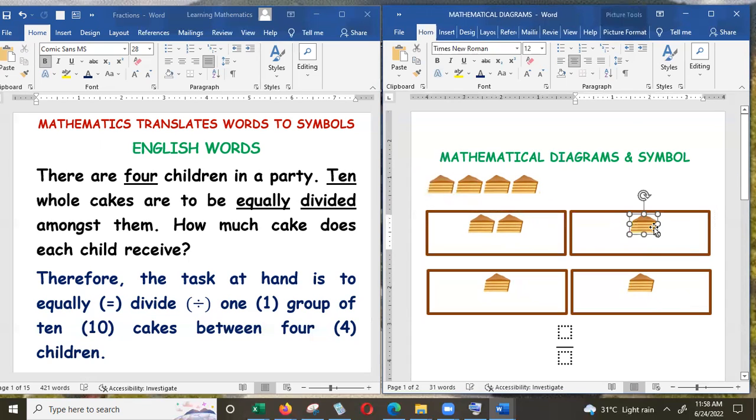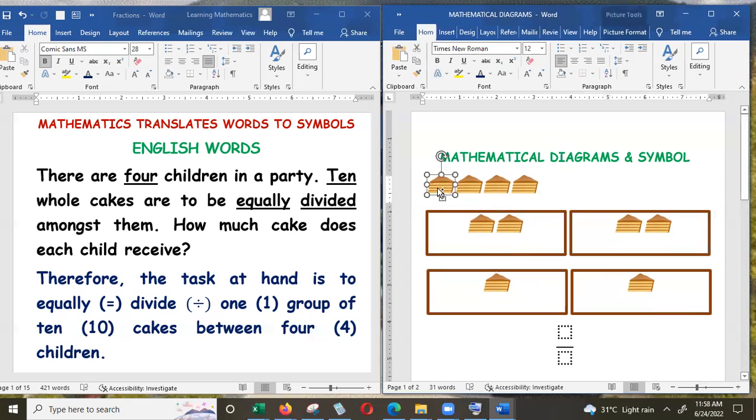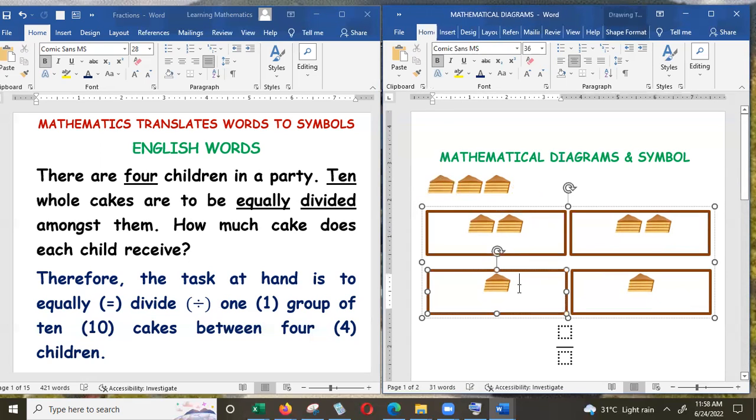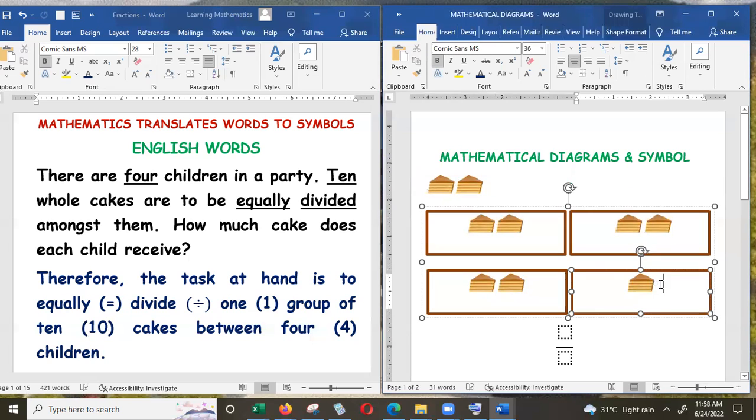Give this child another cake. Give this one another cake. This child another one. And the fourth child, give the fourth child another cake. So here we can see that each child now has 2 cakes. Now there are 2 cakes remaining, and these 2 cakes now must be equally divided amongst the 4 children.